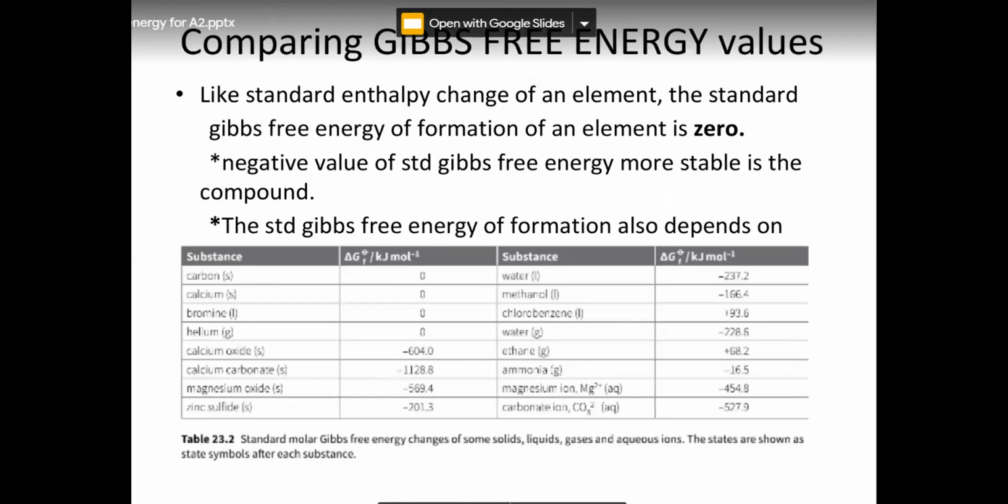One more thing before we move on to the calculation. Just like the enthalpy change for an element is taken as zero, similarly the Gibbs free energy of formation for an element is taken as zero under standard conditions. Whereas the Gibbs value for the rest of the compounds will be given to you in the question.